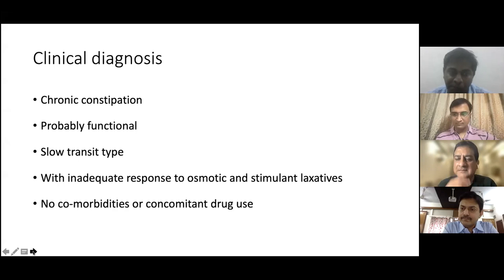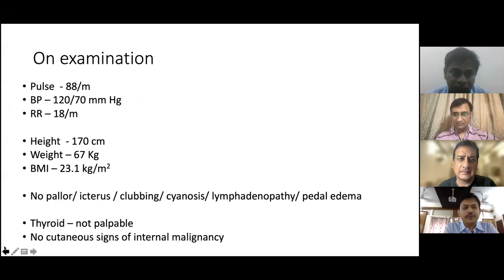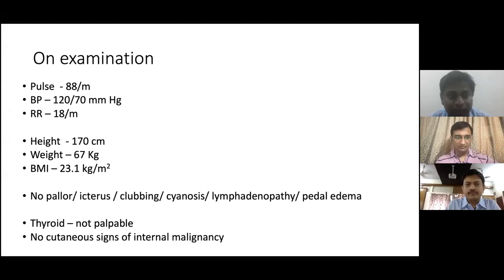Okay, I think so we'll go to the examination. On examination, his pulse was normal. BP was 120 by 70. Respiratory rate was normal. Height was 170. Weight was 67 with a BMI of 23.1 kg per meter square. There was no pallor, icterus, clubbing, cyanosis, lymphadenopathy, or pedal edema. There was no thyromegaly, and there were no cutaneous signs of intestinal malignancy that were noted.